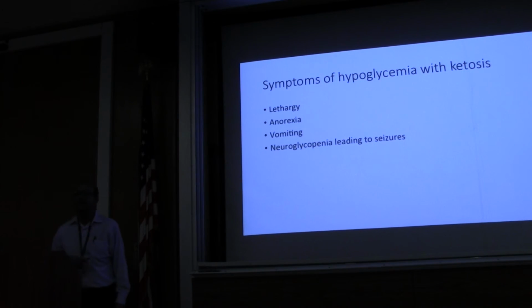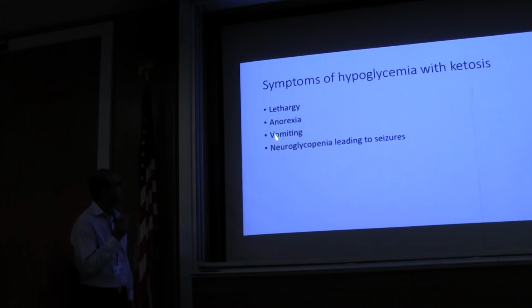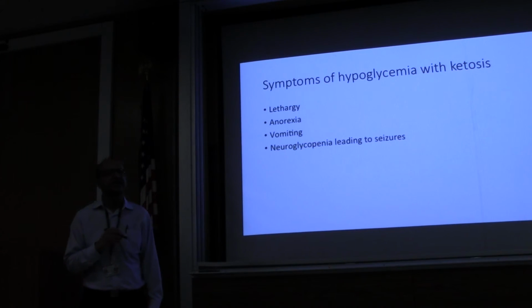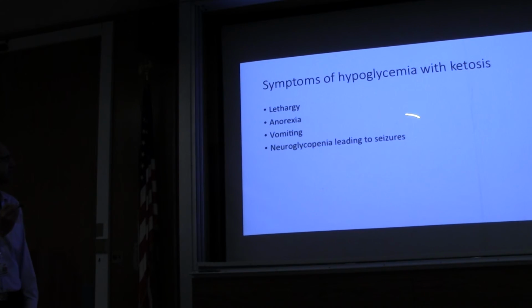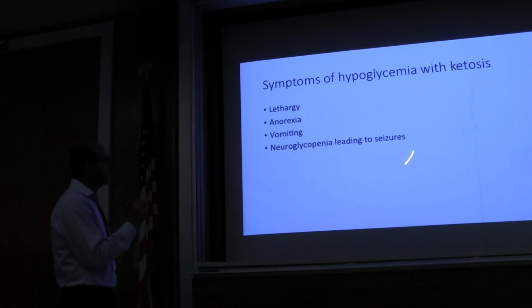And the problem is that once ketosis sets in, what happens? You develop lethargy, anorexia, vomiting, and then you can develop something called neuroglycopenia, which is less than 10 milligram per deciliter of glucose in the brain cells. When that happens, it will cause seizures. So really you have to drop down to a very low level. But the potential is there, and you never want to get there.